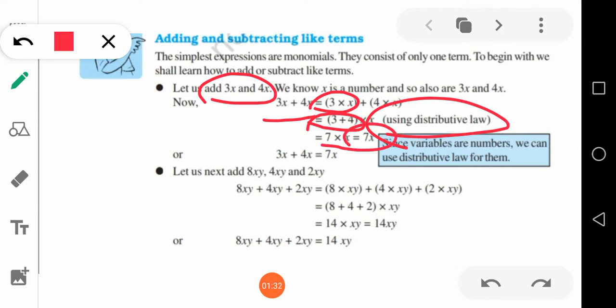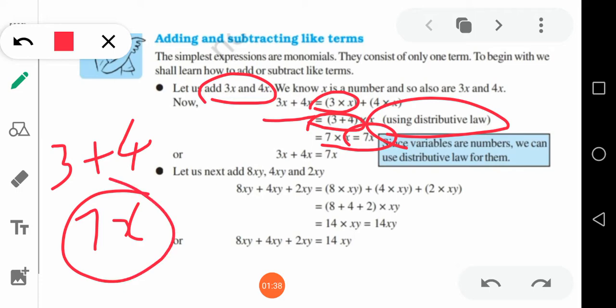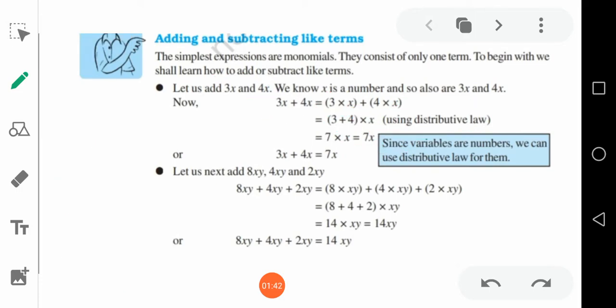So, 3x plus 4x, you just add 3 and 4. What is 3 plus 4? 7, and then write the variable part. So, the answer will be 7x. Is it clear? Okay. One more example is here.